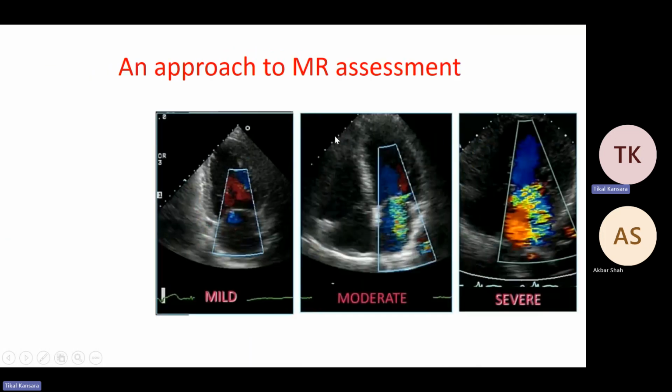So now how to approach a patient with MR? It is not okay in the report just to write mild, moderate, severe MR. No, it is not okay. You don't give any information just by writing this mild, moderate, severe. Anyone can look at it and say it is mild, moderate, severe, but that is also not always the case.